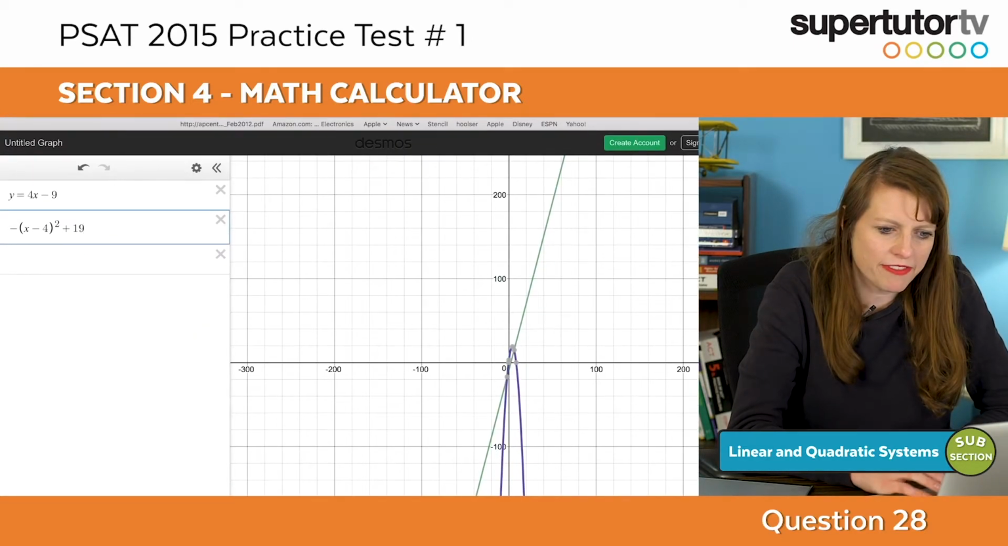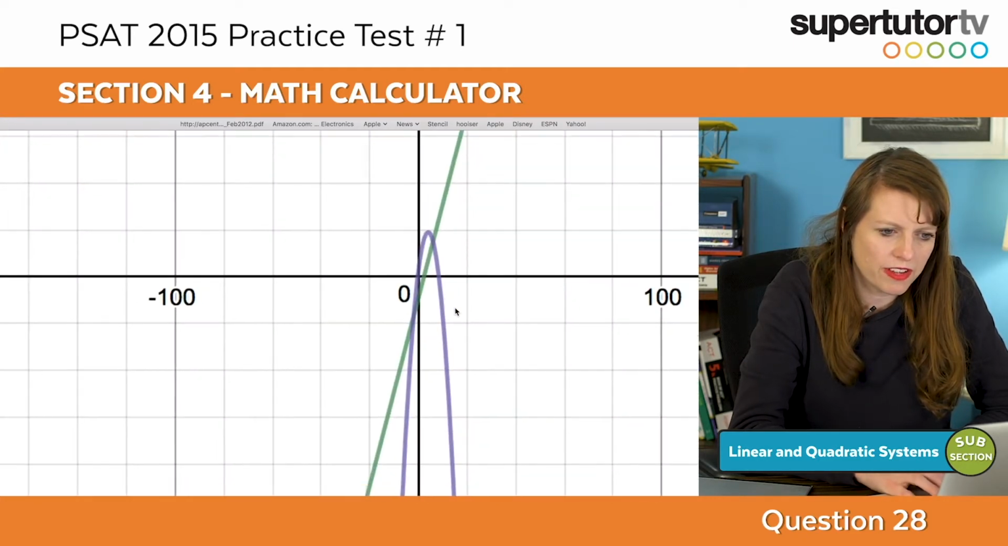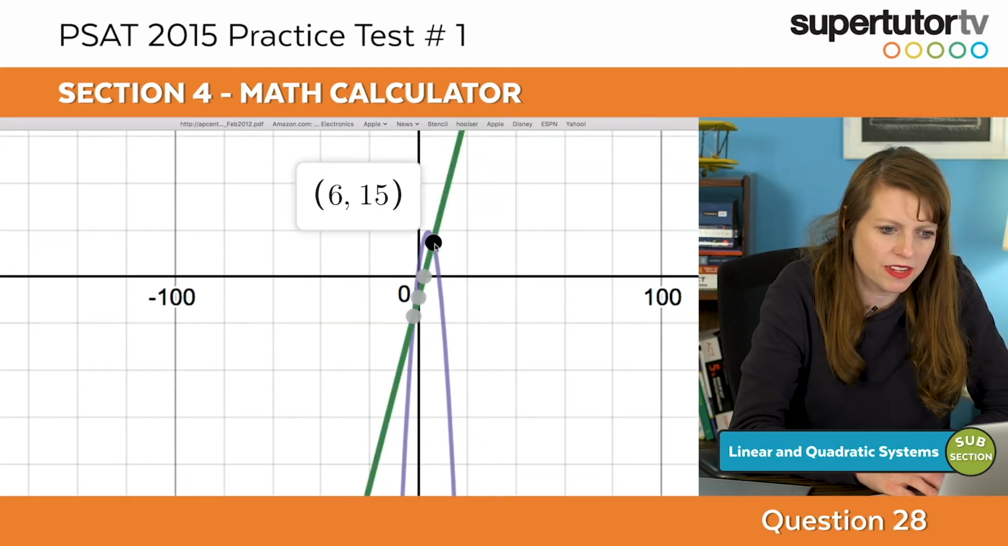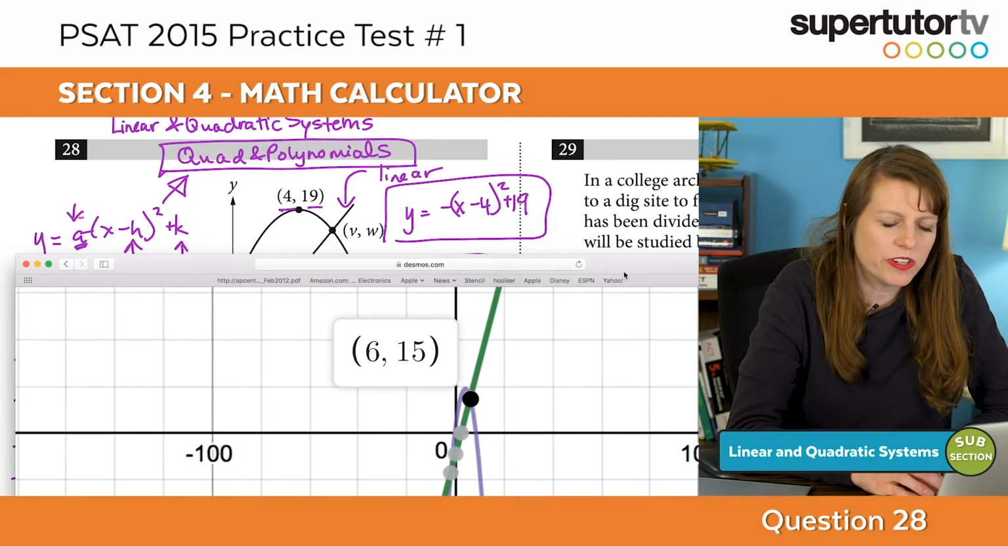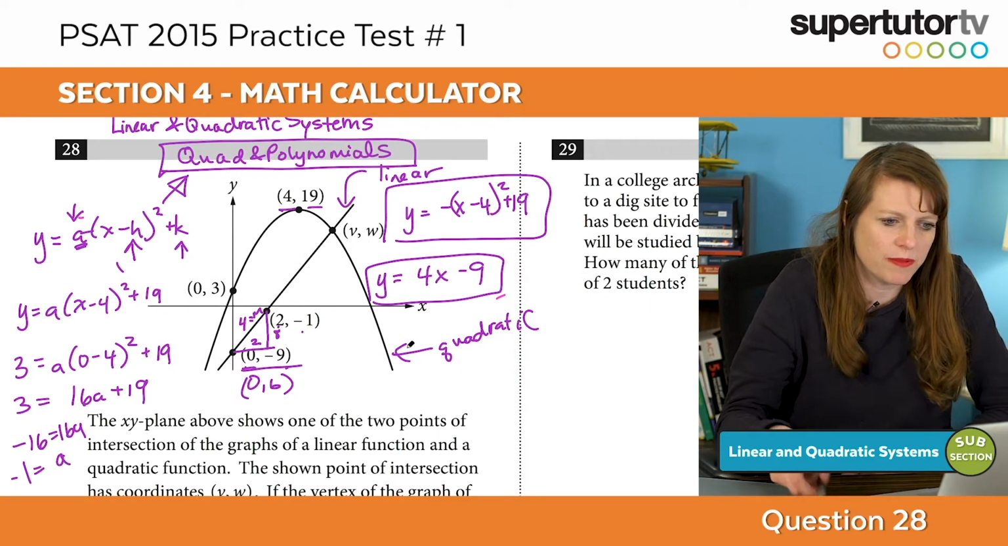So I'm just going to graph these two out on my little graphing calculator. Now, obviously, you can't use Desmos on the SAT. And I get here, my point is 6, 15. And on your TI or whatever, you can trace until you get to it. So I get 6, 15. So that means V.